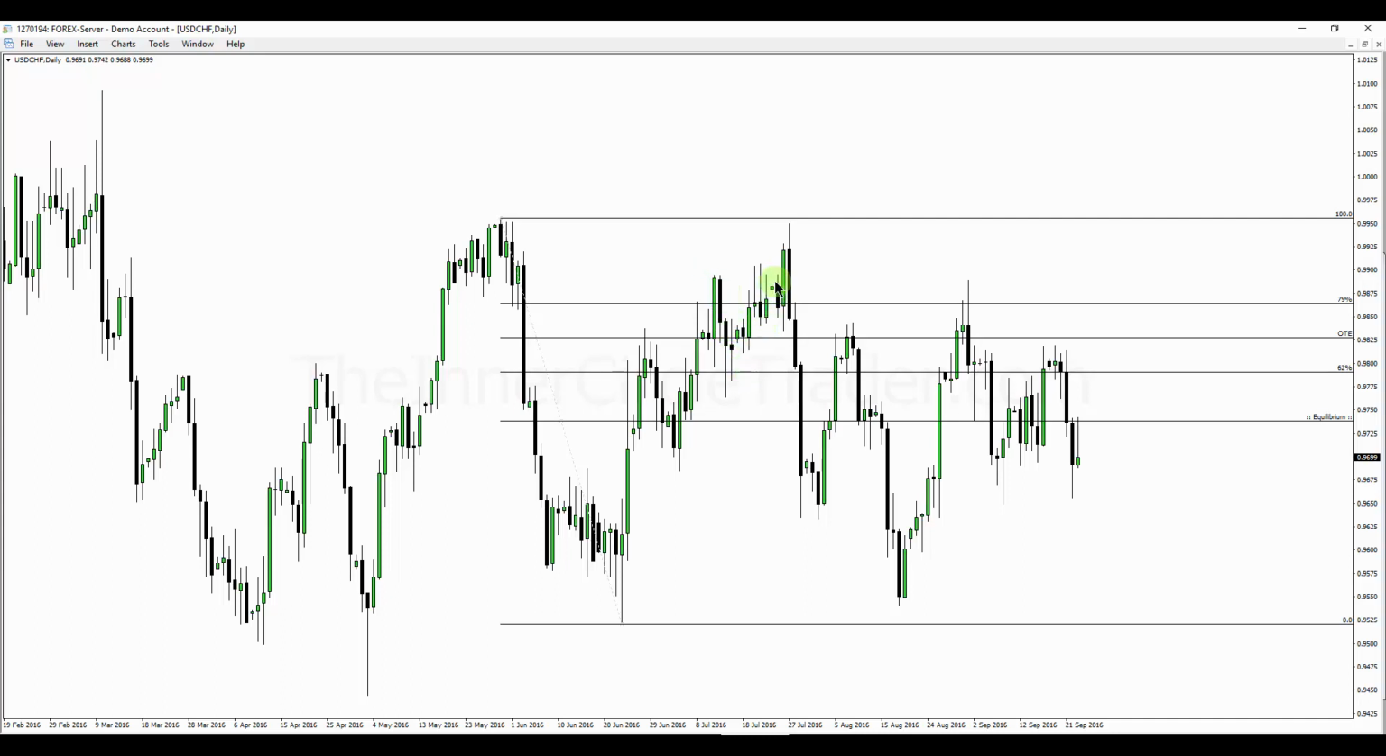One more time, it runs through you and takes your stop out again. This is going to happen in your trading. Do not try to avoid it, because it's going to happen.